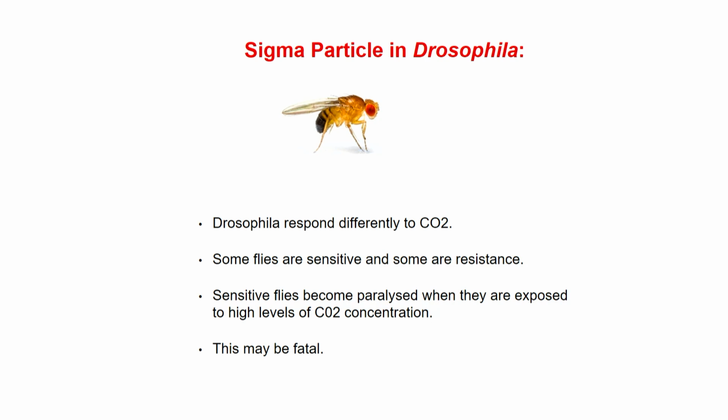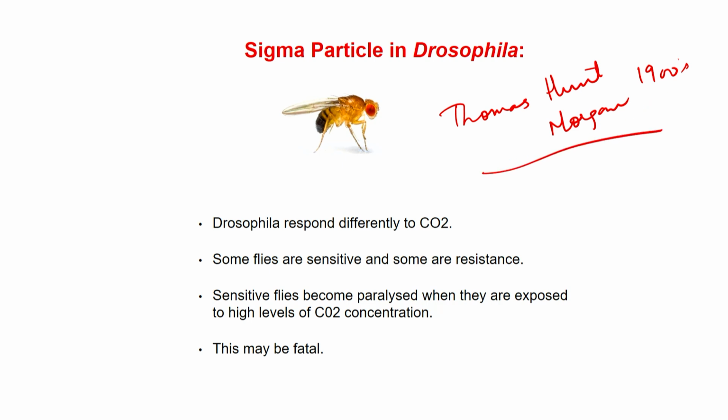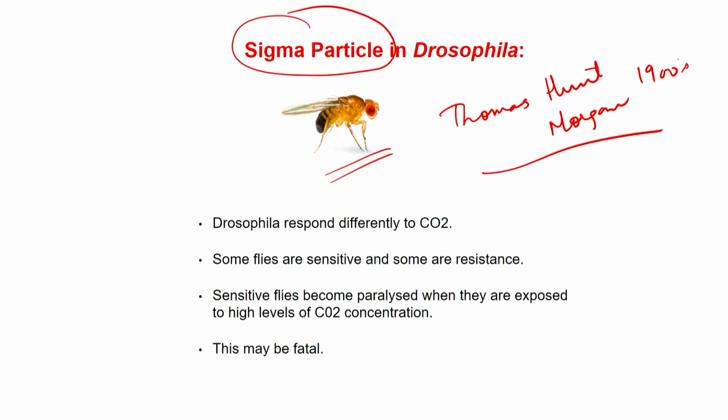We have been talking about Drosophila, and I am sure you all must have heard of Thomas Hunt Morgan. He was working in the early 1900s, and he worked on Drosophila. He was the one who showed linkage and sex linked inheritance, and infective inheritance is observed in Drosophila, and this is by the sigma particle.